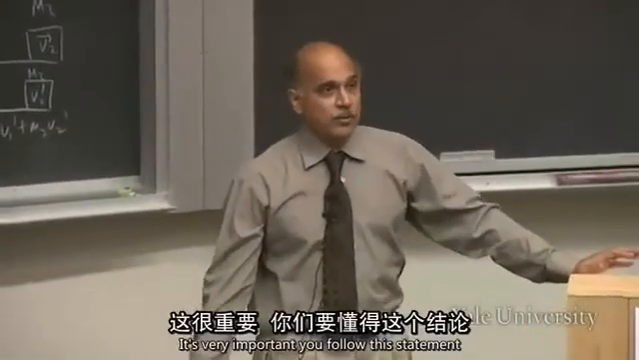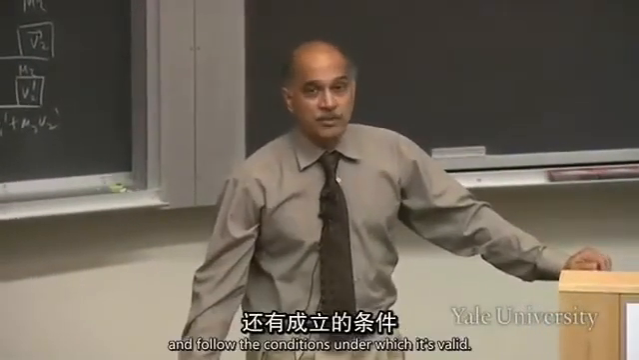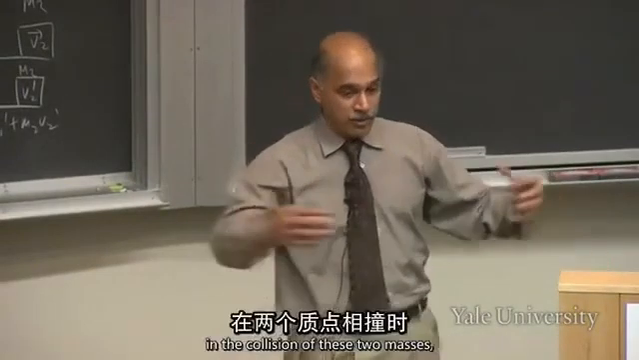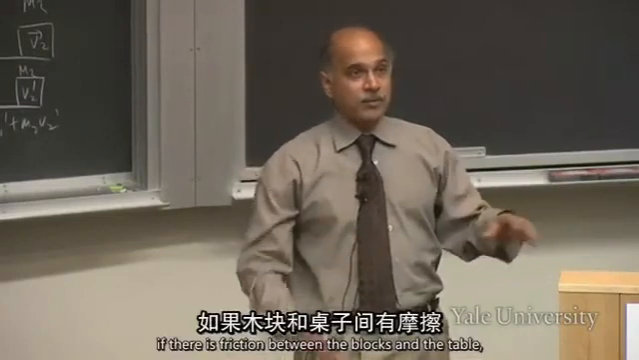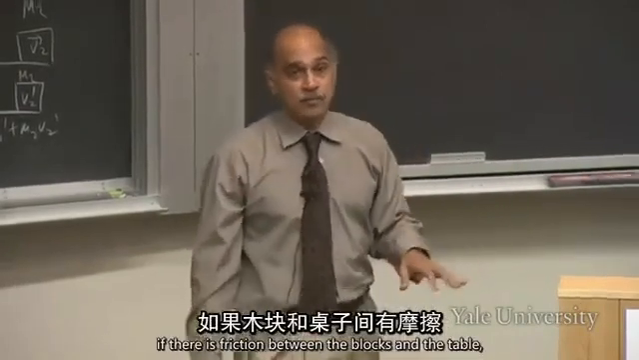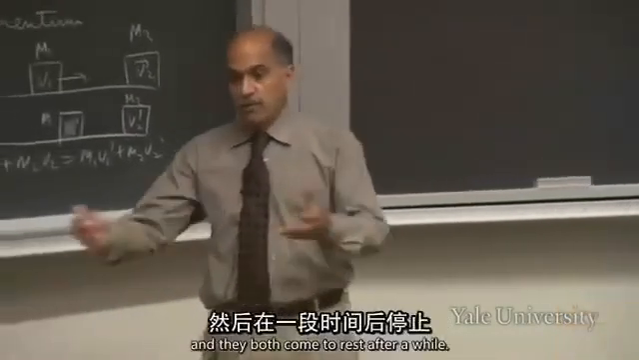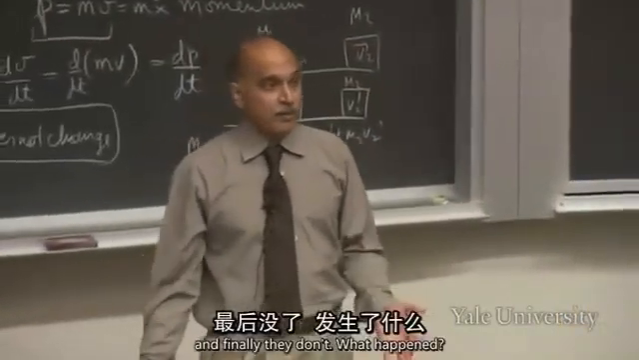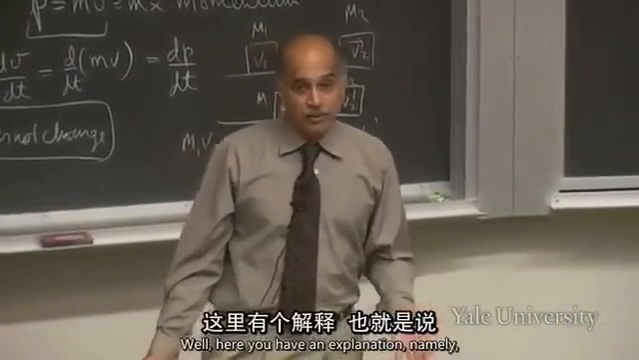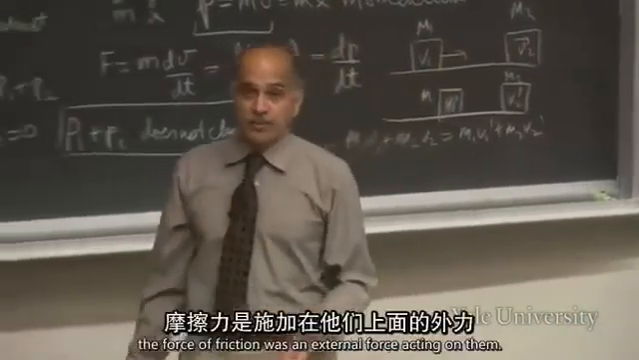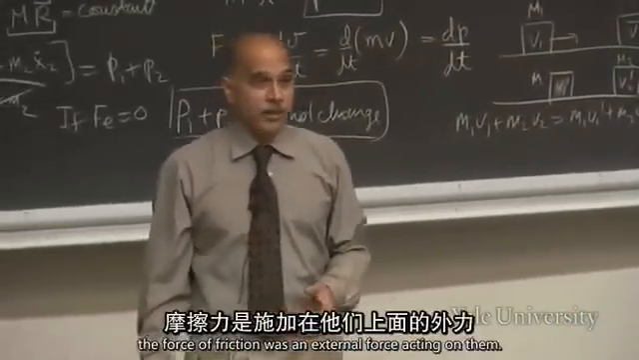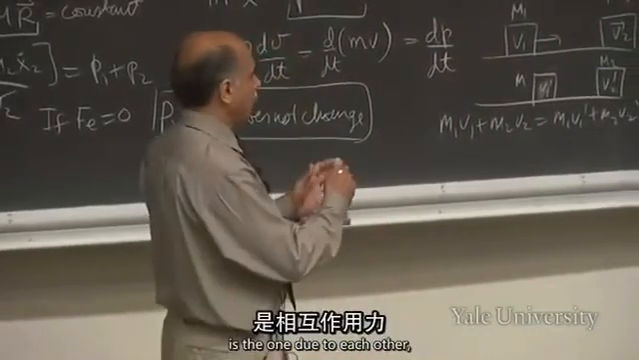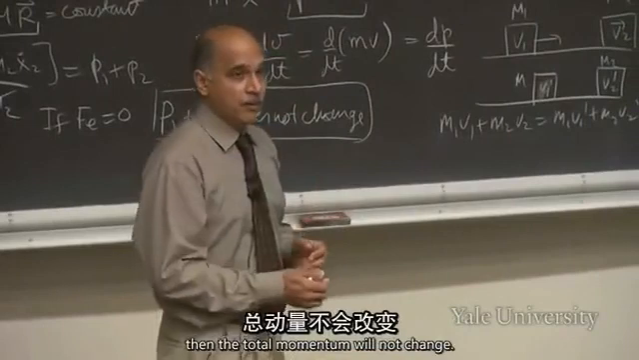It's very important you follow the statement and follow the conditions under which it's valid. There cannot be external forces. For example, in the collision of these 2 masses, if there was friction between the blocks and the table, you can imagine they collide and they both come to rest after a while. Originally they had momentum and finally they don't. What happened? Well, here you have an explanation, namely the force of friction was an external force acting on them. What I'm saying is that if the only force on the blocks is the one due to each other, then the total momentum will not change.